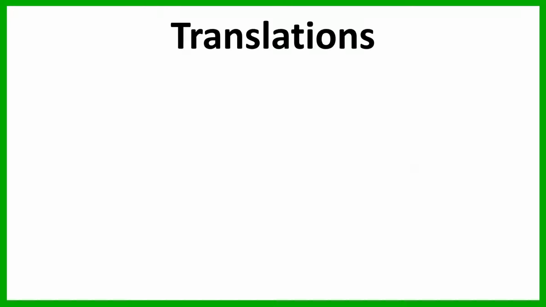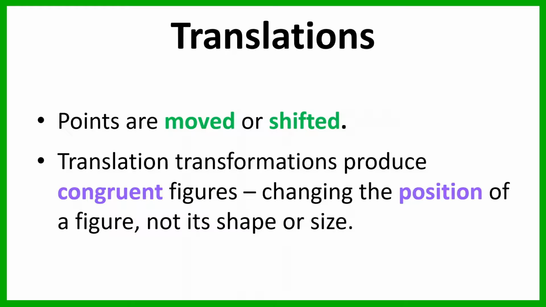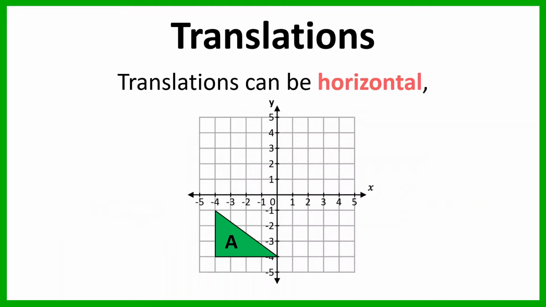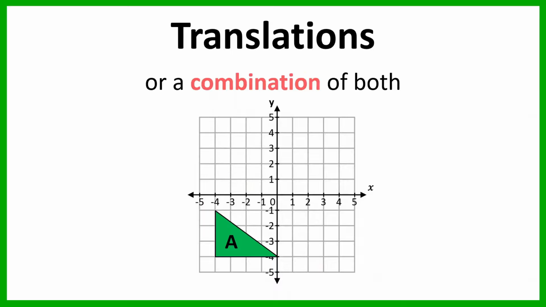The first type of transformation we're going to look at is translations. When a point is translated, then the point is moved or shifted. Translation transformations produce congruent figures, changing the position of a figure but not its shape or size. Translations can be horizontal. Translations can also be vertical, or they can be a combination of both.